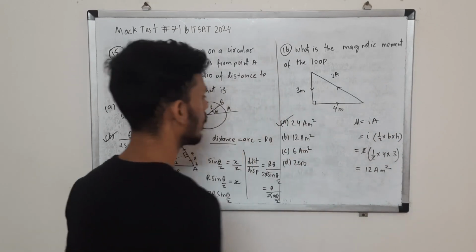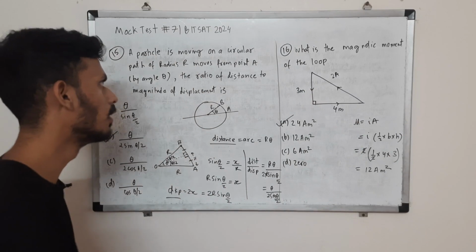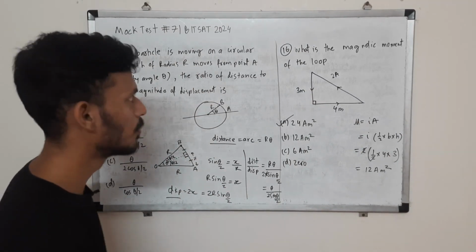Which is option A. So option A is correct. Just mu equals I A is the formula. So pretty straightforward. Let's move to the next one.